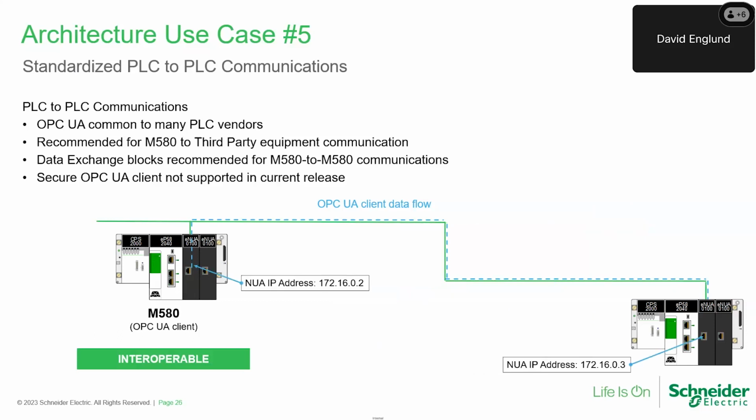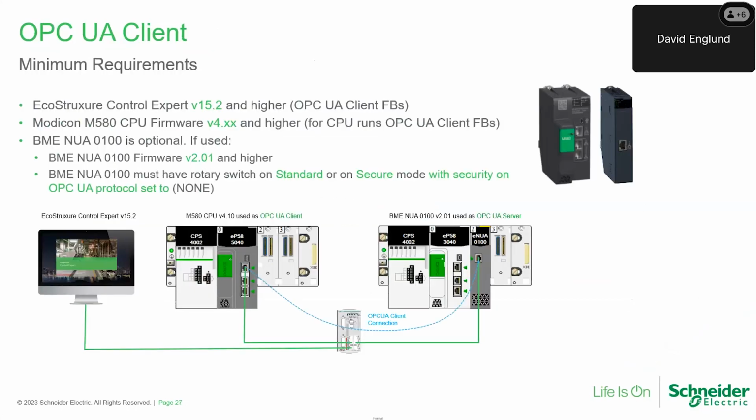For our live demo, I will show OPC UA connectivity between two Modicon M580 PLCs. Before jumping into the demo, I will give you an overview of the controller requirements and programming sequence for OPC UA communications. There are some minimum requirements for the OPC UA client function blocks. EcoStruxure Control Expert must be version 15.2 or higher, and the Modicon M580 CPU firmware must be version 4 or higher.